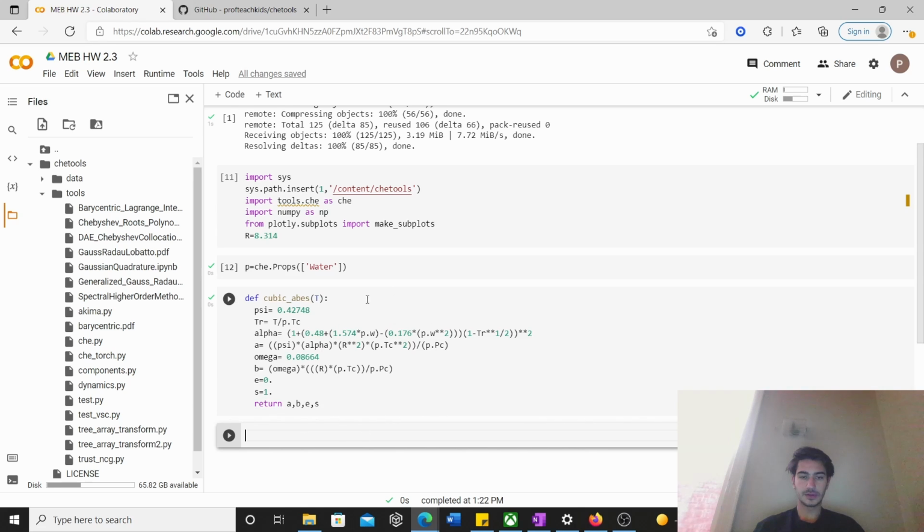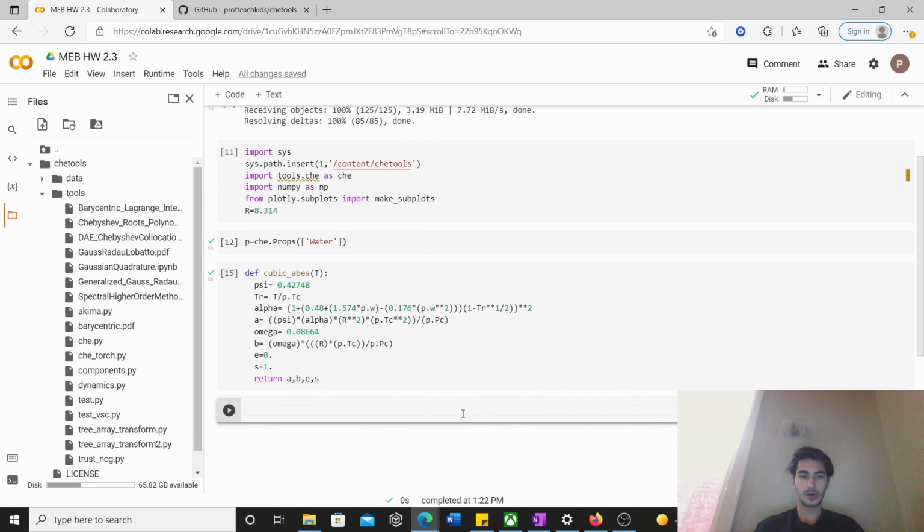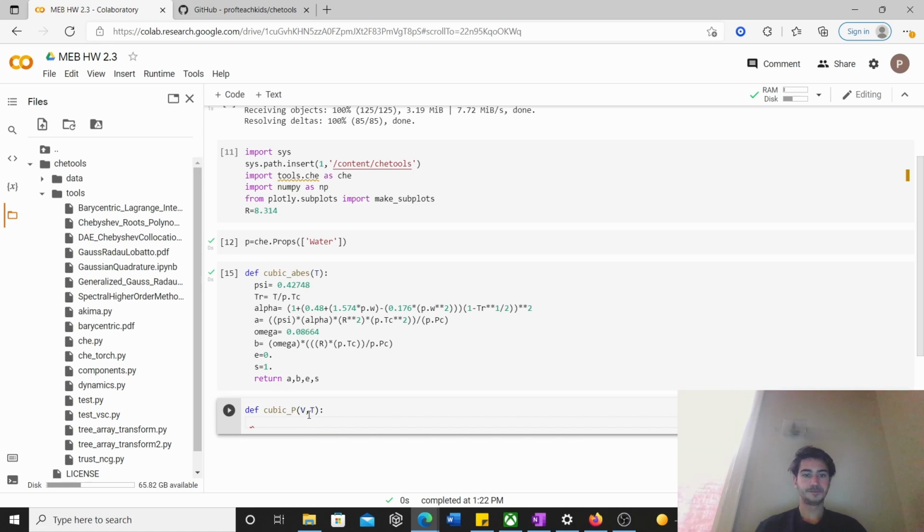So now that we have this whole thing put into our collaboratory code, we can start defining another function and finding the value for P, right? So we're going to define a new function and we're going to call it cubic. Instead of ABS, we're going to call it simply P, right? This time, instead of just putting in the temperature, we're also going to put in volume, right? So V comma T, and then for this, we're going to use the A, B, sigma, and epsilon values. So we're going to put A, B, comma E, comma S.